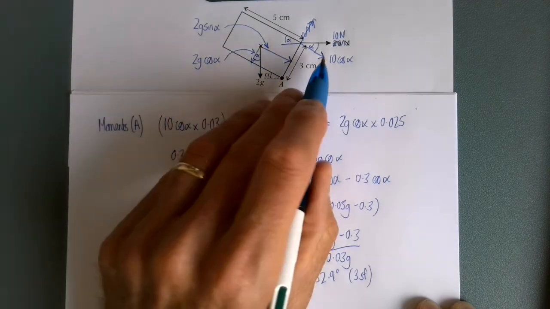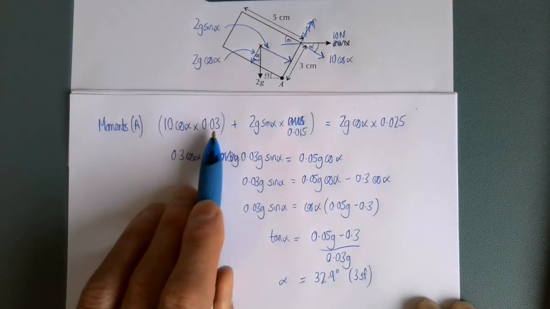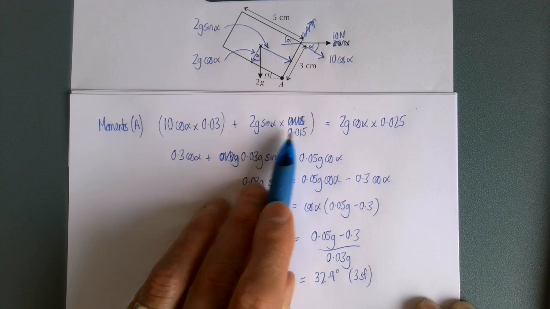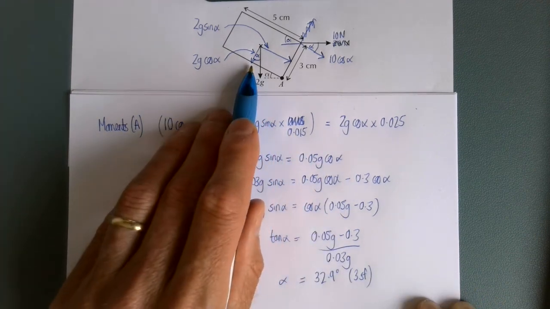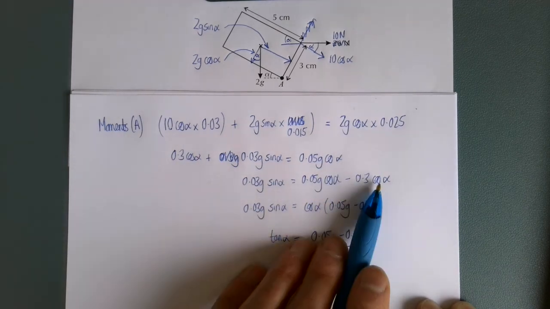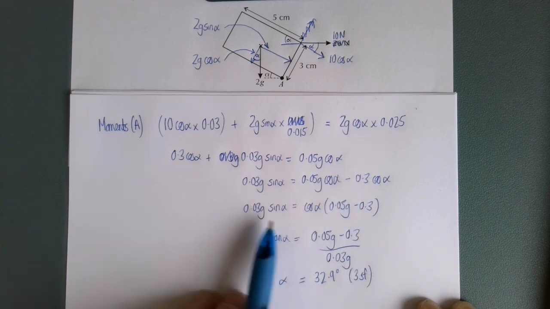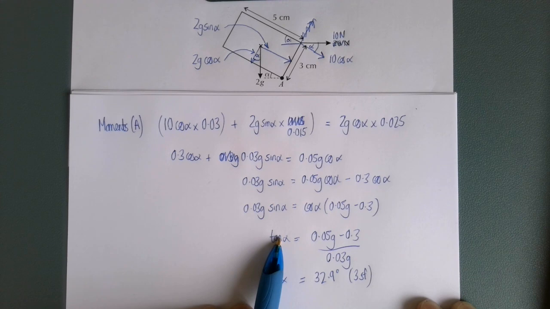And then this force and this force are clockwise, so I've put force times distance, doing my distances in metres, and then this force is pulling it anti-clockwise, so I've done that. And then it's just algebra. It's quite fiddly, but I just collected all my coses on one side and factorised sines on the other, and then divide by cos gives you tan, divide by that, and that gave you the angle.